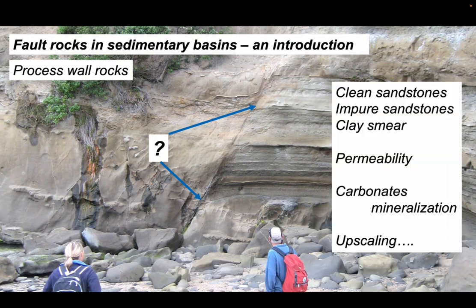We're going to look at different types of starting material: clean sandstones, impure sandstones, and then clay layers that tend to smear out. We'll look briefly at what their permeability characteristics are, and then we'll look at carbonates, where mineralization is important. And I'll just say a few words at the end about upscaling.